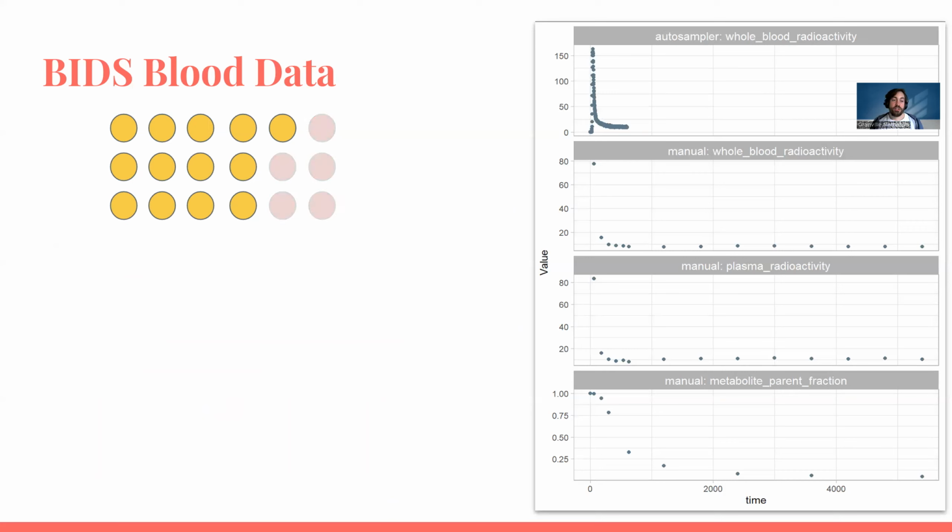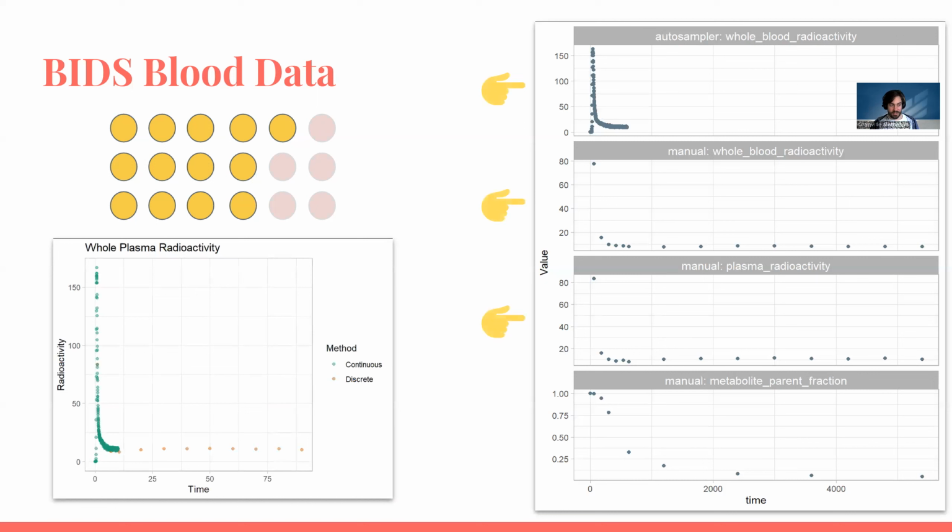We can use that to remove the proportion of the radioactivity that we assume is bound to blood cells. So we combine the whole blood radioactivity from the autosampler and from the manual samples and the plasma radioactivity through the blood to plasma ratio, and we get a curve that looks like this, the whole plasma radioactivity. So we basically divide the whole blood radioactivity by the blood to plasma ratio to get this curve.